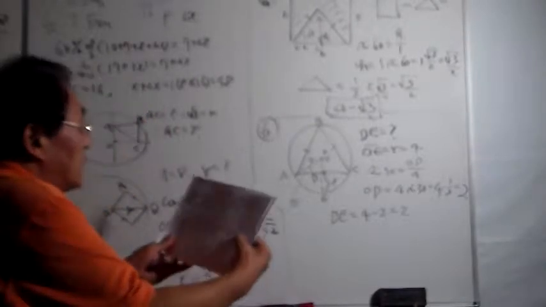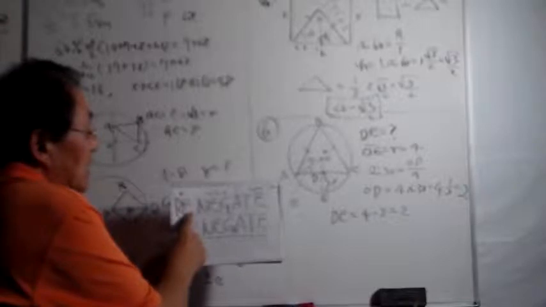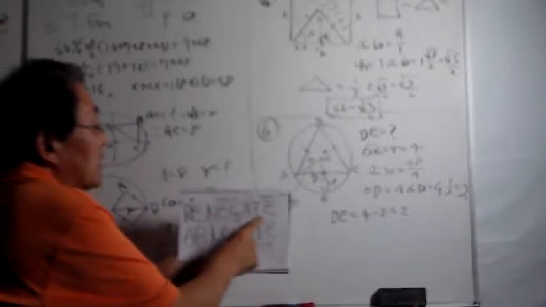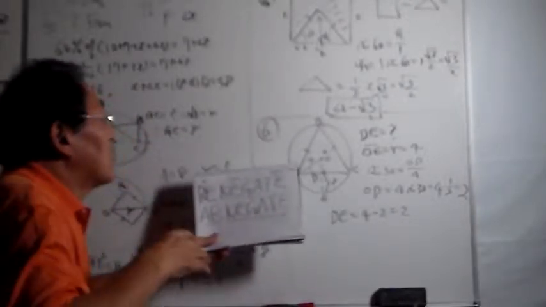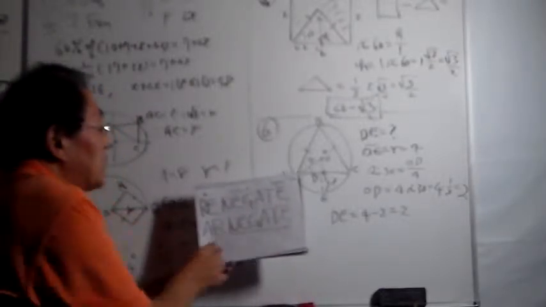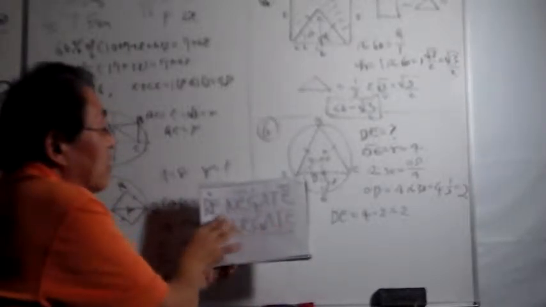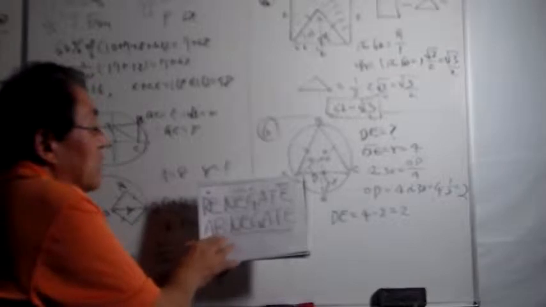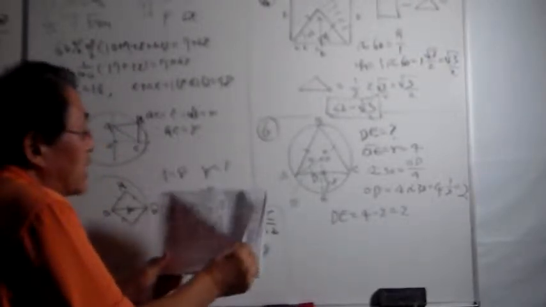Okay, let's do this. Vocabulary: renegate. Negate means negative, something negative. So renegate, you have to memorize it. Reject it, just reject it, refuse the negative things. Abnegate is the same thing. Negate means negative, so abnegate is to give up, or something negative.